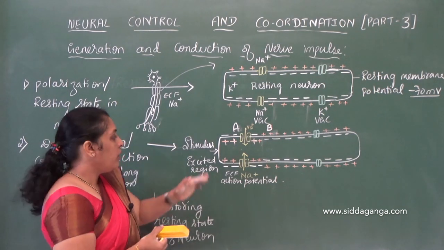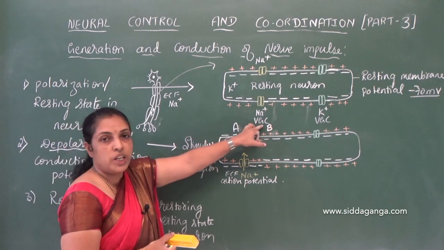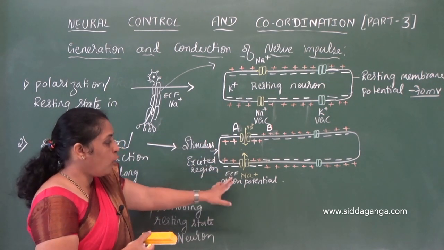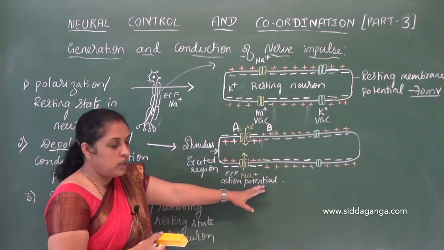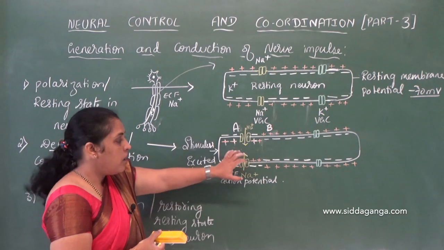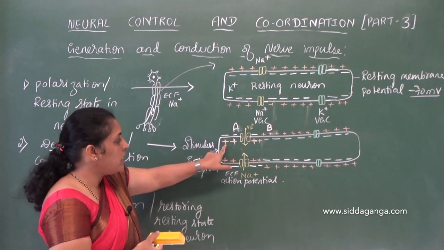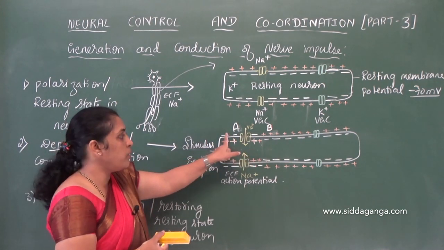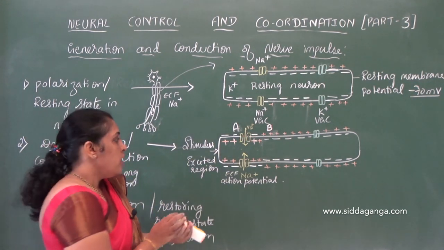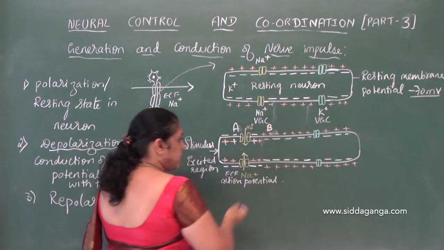In the resting state, the sodium voltage gated channels are closed. When we apply a stimulus, we see opening of sodium voltage gated channels, resulting in inward movement of sodium ions into the axoplasm. As it moves inside, we see reversal in polarity. That means inside we see positive charge, outside we see negative charge. This allows the development of a mini electrical circuit, that means current, within and adjacent to the excited region.